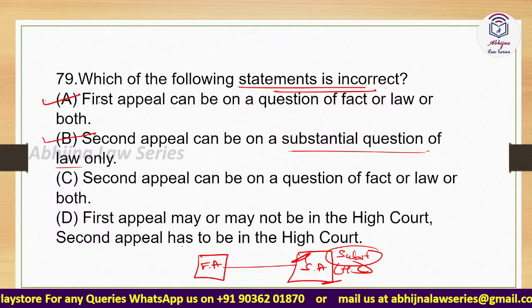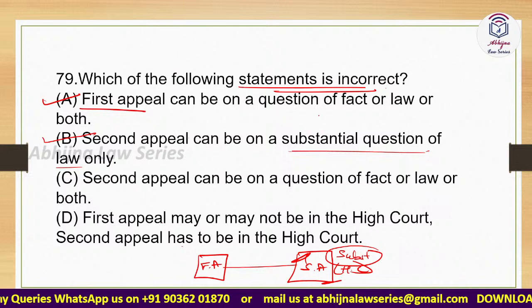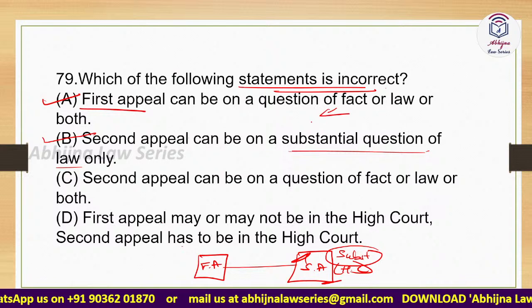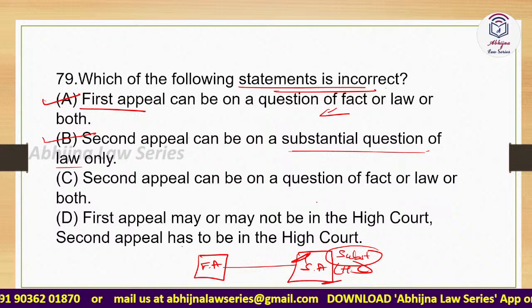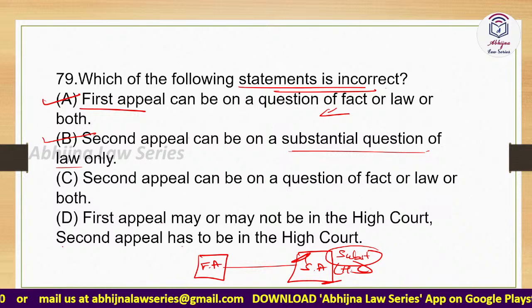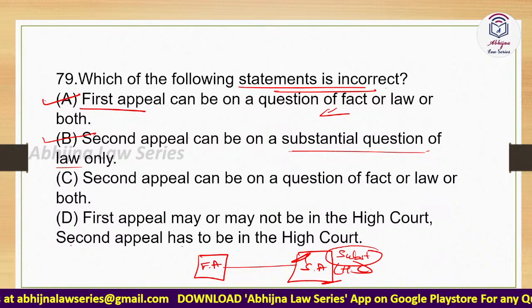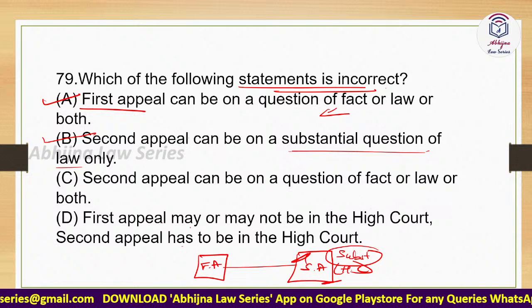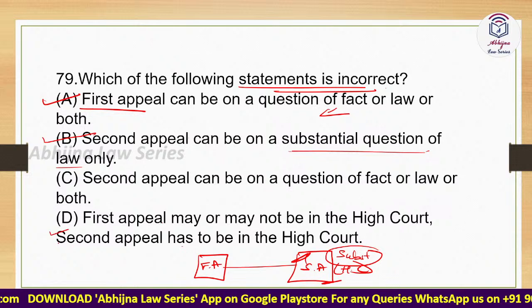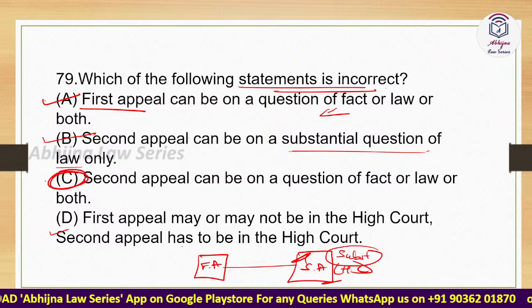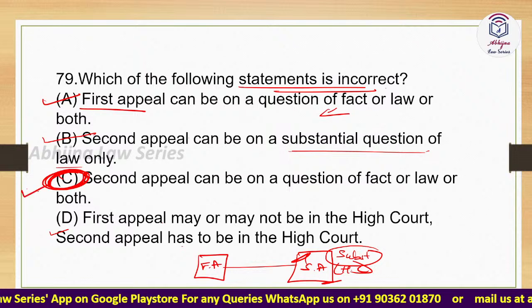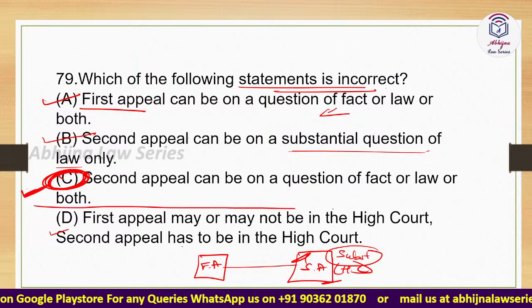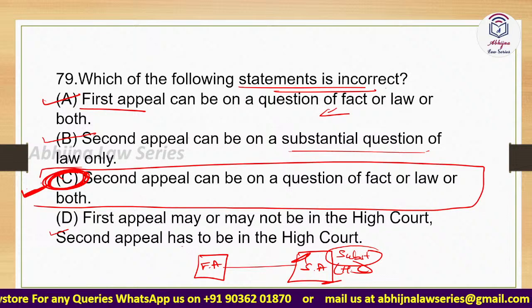This is also a correct statement. First appeal can be with reference to question of fact or law or both. This is also a true statement, but this is not a true statement. So that's why this is the answer here, as it is incorrect. C is the answer here.